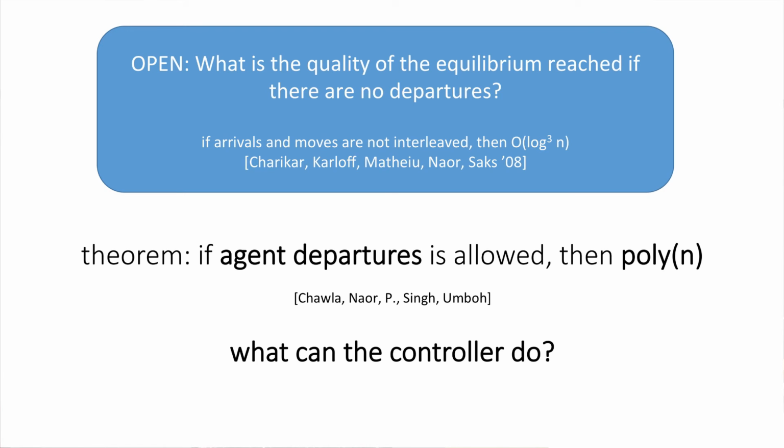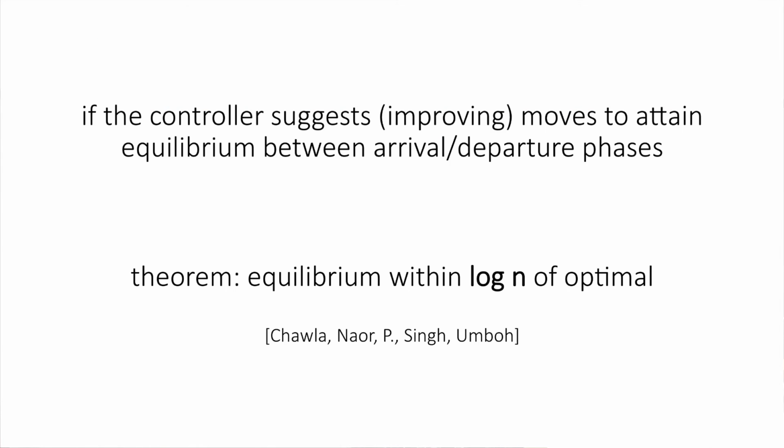Okay, so again the question is, what can I do if I have a controller which can impose some degree of control over how the system behaves? Now, again here the answer is that you can do quite a lot. If the controller only suggests moves, so all the controller does is, at every point of time, if the system is not in equilibrium, it can ask an agent to go to a different routing path, which is a better path for the agent. So the agent has incentive to move. If the controller is only allowed this ability, then suddenly the equilibrium becomes much better, and you can get to within a logarithmic factor of the optimal solution.